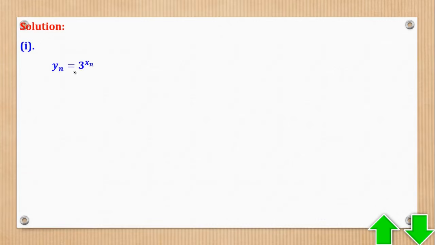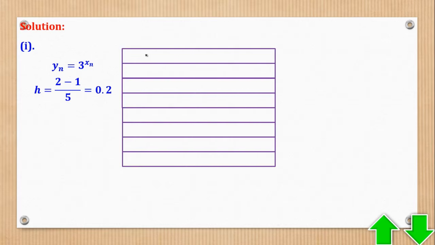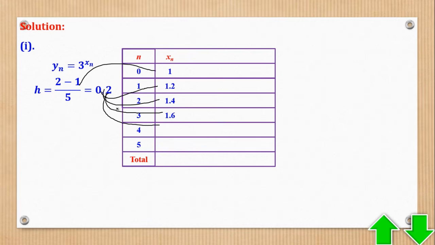So first is this is the value of y, then the value of h will be upper limit minus lower limit over number of sub-intervals to give you 0.2. Then after that we shall now tabulate our values. Start with the number of ordinates and list them down. Then we shall go to the value of x. So start with the lower limit, which is that. Keep on adding this to come up with that, add this to come up with that, and so on.